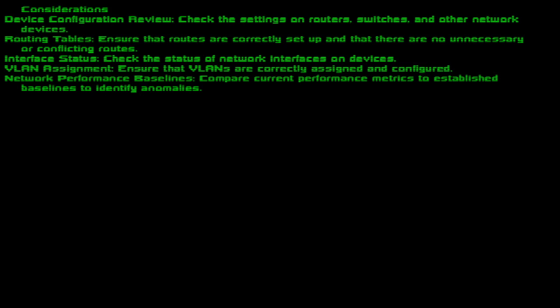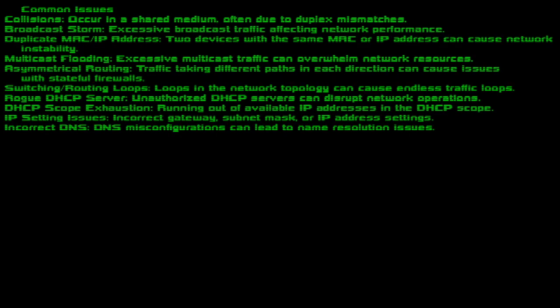VLAN assignment. Ensure that VLANs are correctly assigned and configured. Network performance baselines. Compare current performance metrics to established baselines to identify anomalies. Common issues. Collisions. Occur in a shared medium, often due to duplex mismatches.